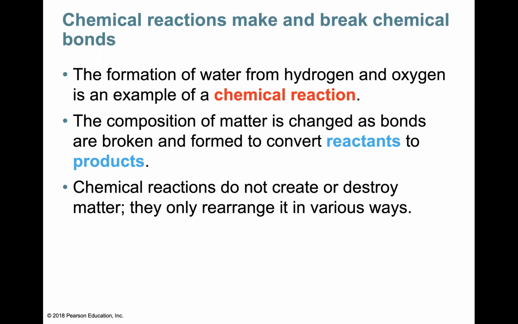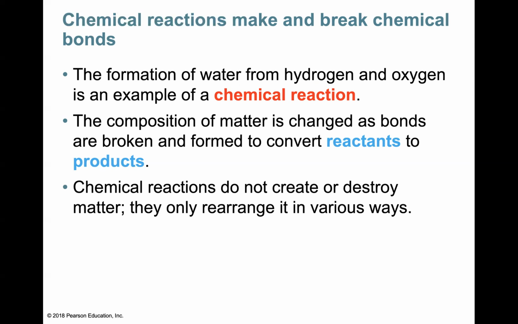And so we represent what's happening in a chemical reaction using chemical equations. And so the way that these reactions are set up is that on one side of our equations, we have reactants, which are the substances that are involved in this reaction. And then we have our products, which are the newly formed substances. Okay. Chemical reactions do not create or destroy matter. They only rearrange it in various ways.